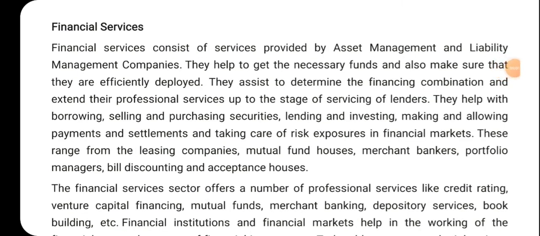And the next element or part of the financial system is financial services. Financial services consist of services provided by asset management and liability management companies. So financial services are used by both asset management companies and liability management companies. Financial services are the help or assistance provided by financial institutions as well as financial markets with the help of financial instruments. Therefore financial services are a combination of financial instruments, financial institutions, and also financial markets.